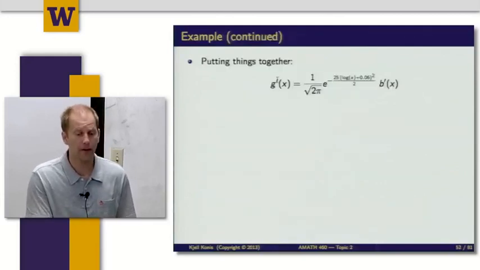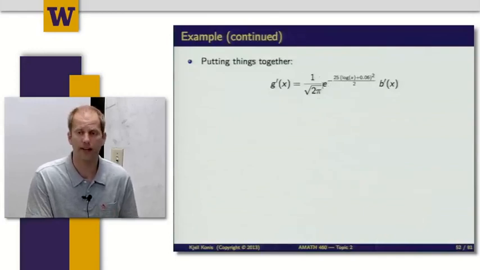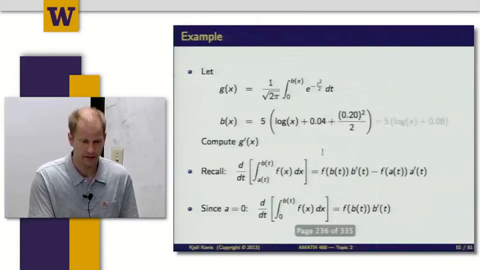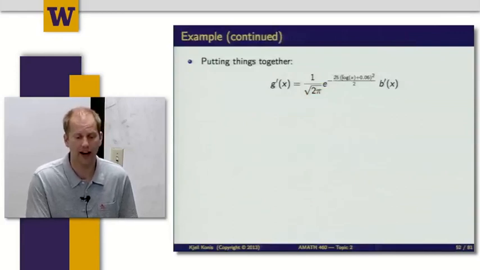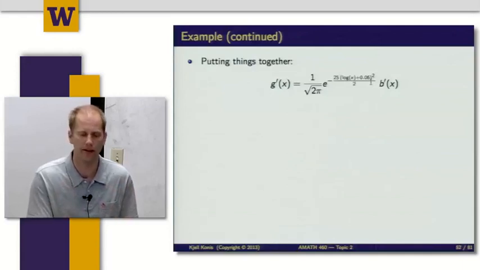The first step I will do is just evaluate my function g of x. This bit here, I'm just going to evaluate at b. I had 5 times log of x plus 0.06. So when I square that, I'm going to end up with 25 times the log of x plus 0.06, that quantity squared.